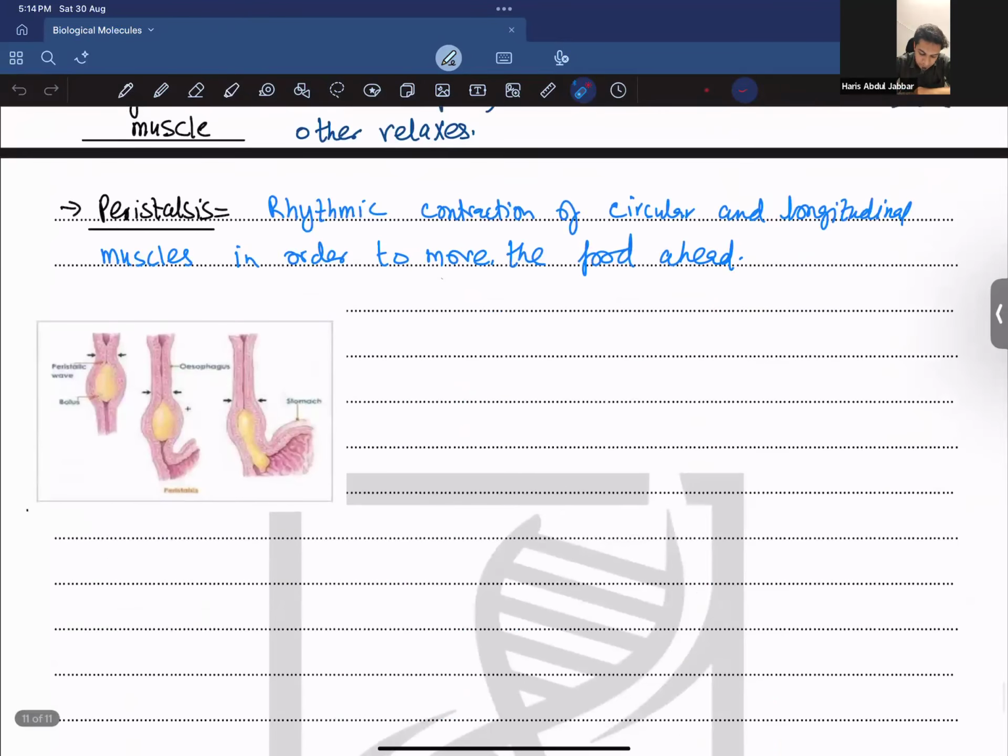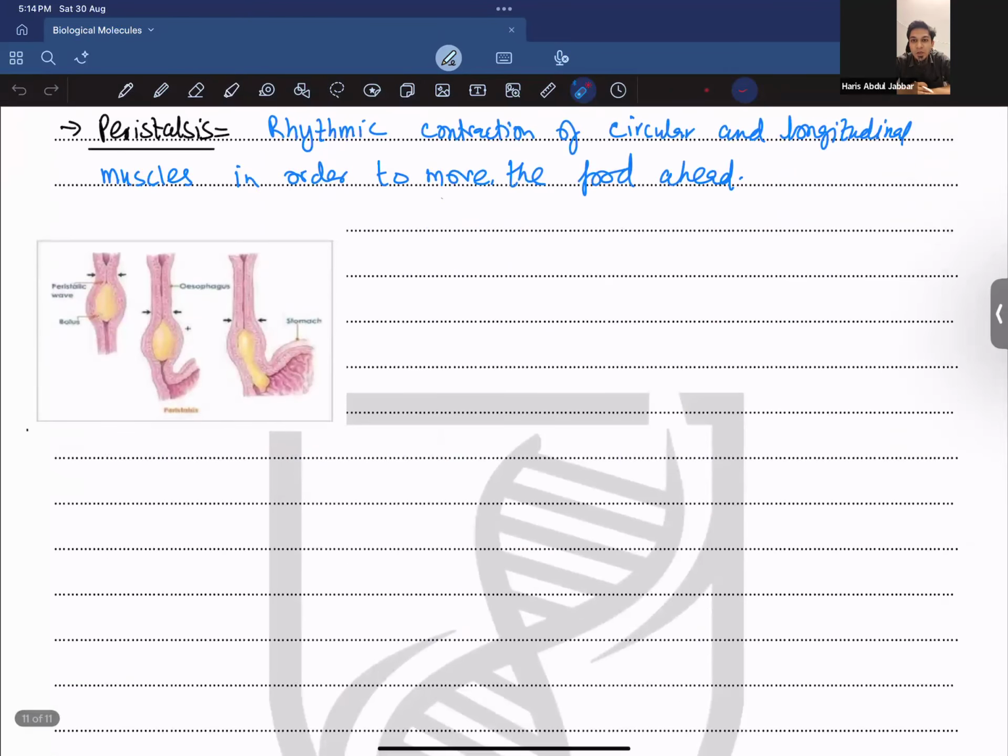All right. Now, so this movement through which the food is propelled ahead is what we call as peristalsis, right? Now, once we know what the peristalsis is, please remember that this peristalsis is continuing all the way from what we call as the esophagus all the way till the rectum. All right. So esophagus, this peristalsis is going all the way again from the esophagus till the rectum.